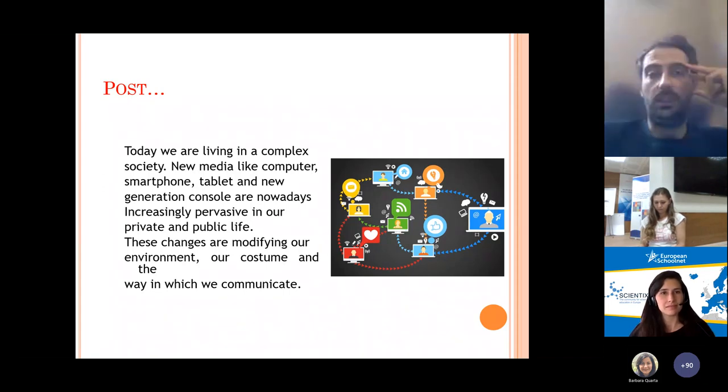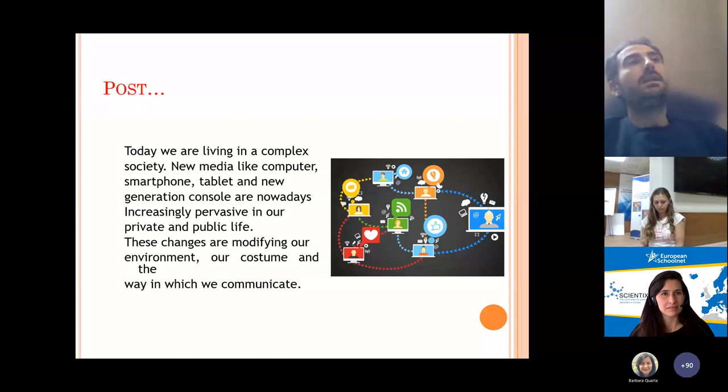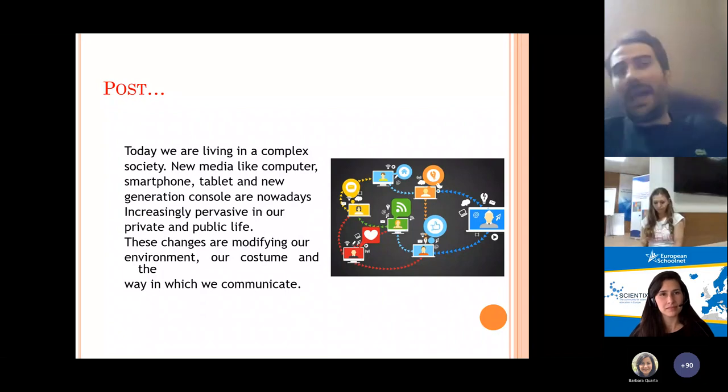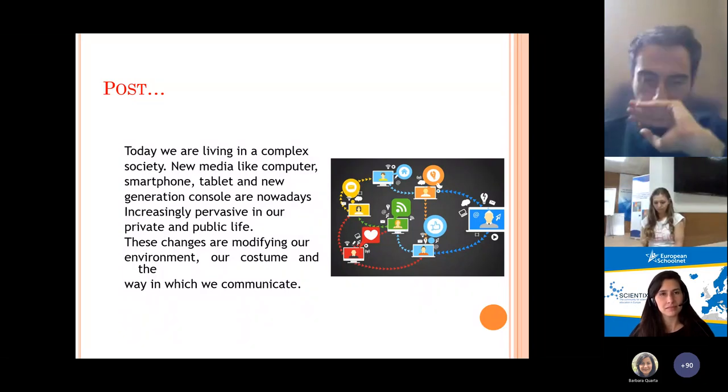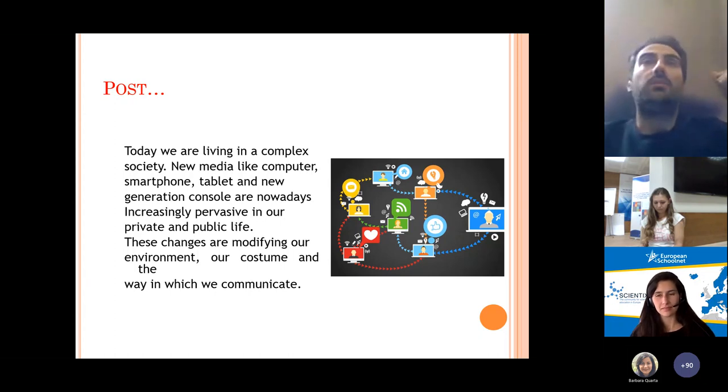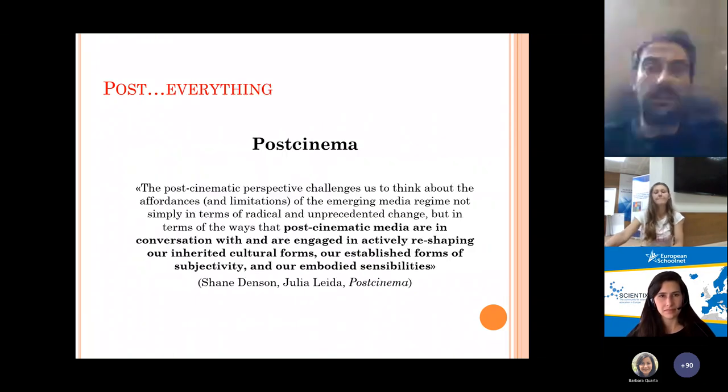The view you see here is pretty common and conventional. Today we are living in a complex society, and new media like computers and smartphones are changing everything. We think that there are waves of technology that change everything, like a direct line that goes straight and that you can't stop, with undetermined changes driven by technology development.